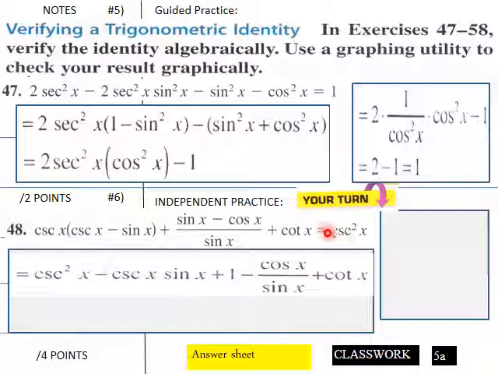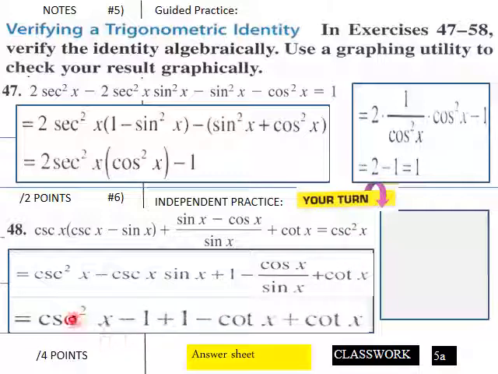We're trying to get this to equal cosecant squared x there. And then this becomes cosecant squared x minus 1 plus 1 minus cotan x plus cotan x. So this is cotan here. It would be a negative cotan x plus cotan x. So these will cancel out. And then cosecant squared x minus 1 plus 1.